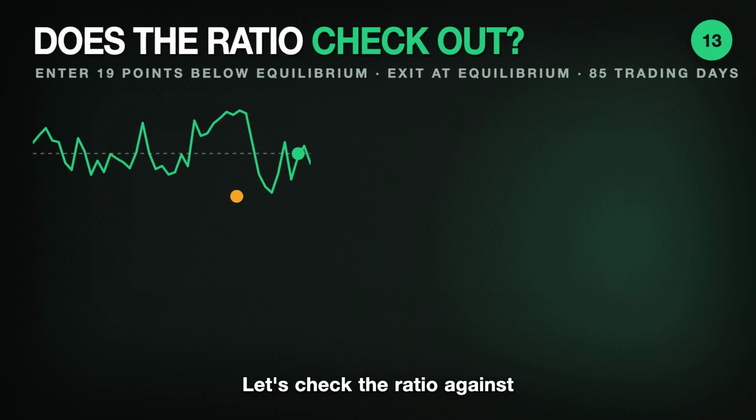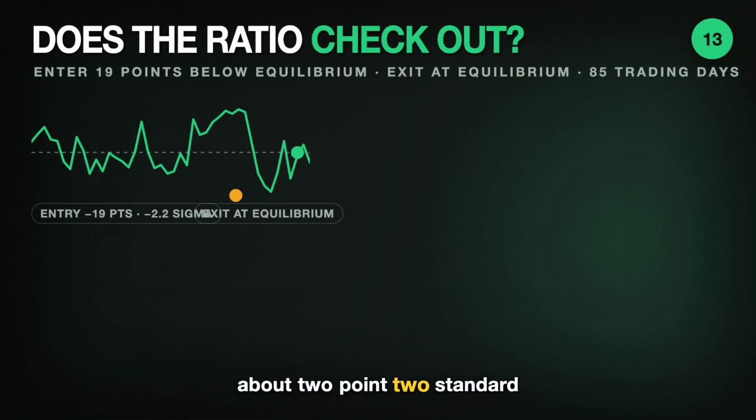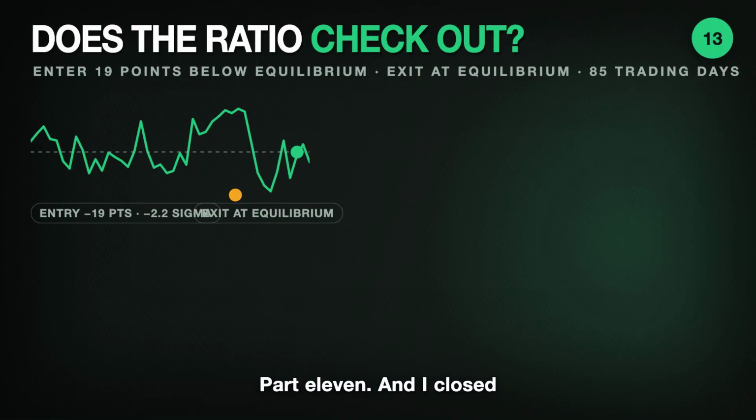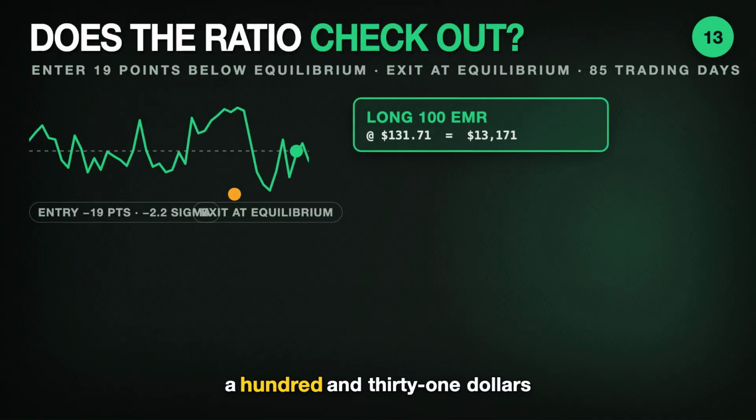Let's check the ratio against real prices. I entered where the spread had stretched furthest from equilibrium, 19 percentage points below it, which is about 2.2 standard deviations out. That's the same entry line we drew in part 11, and I closed when the spread came back to equilibrium, 85 trading days, roughly 4 months. 100 shares of Emerson at $131 a share.